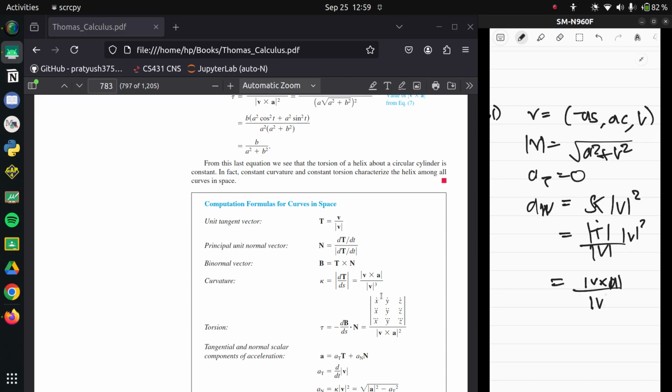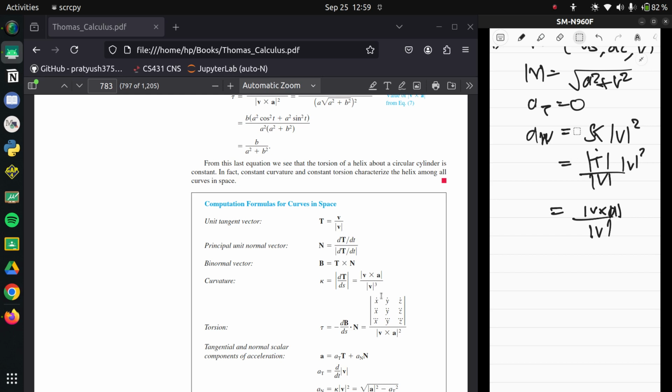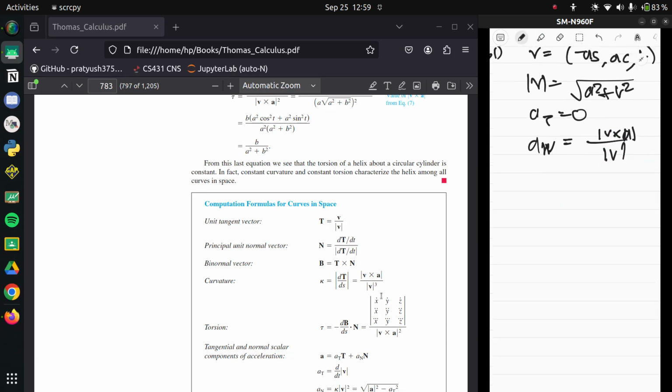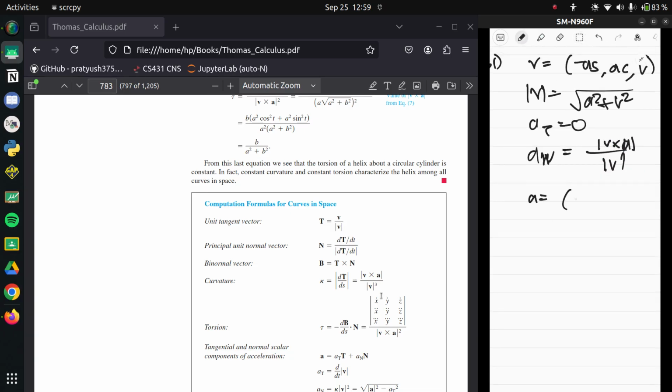So it's just v cross a upon magnitude of v cubed. Why is this cubed? Okay, so that times v squared, right? So it's just v cross a upon v. That's what the normal acceleration is. Okay, this is fine. Now acceleration should be easy. Acceleration is just minus a cosine, minus a sine, 0.